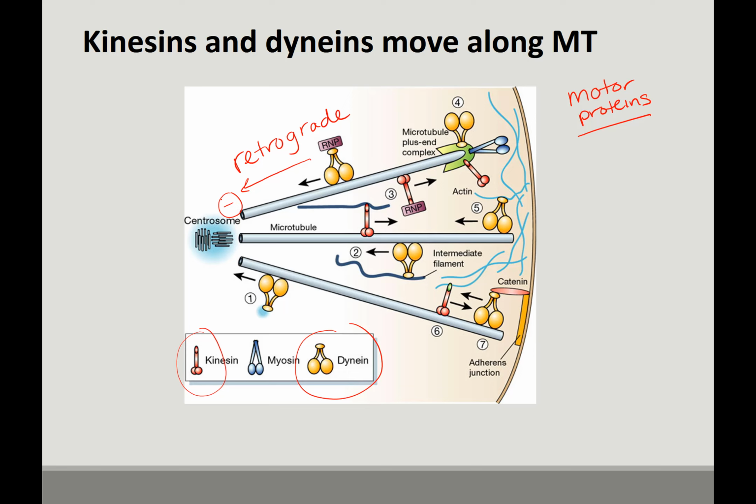Kinesin moves just opposite. So kinesin is moving this way. There's a little kinesin. Kinesin is moving anterograde, which you will remember means towards the plasma membrane. So this is the outside of your cell. It's also moving towards the plus end of the microtubule.